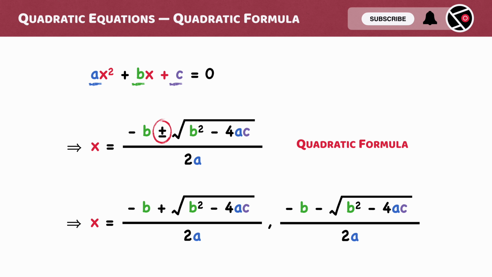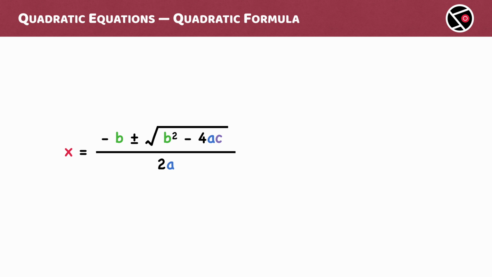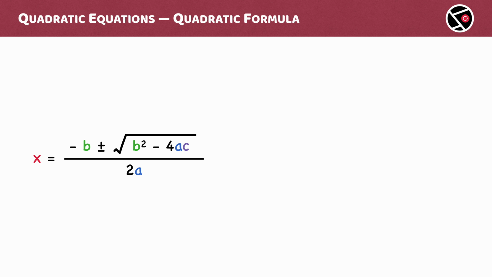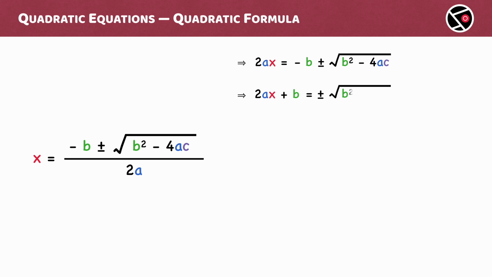We have the formula, but where does this formula come from? Let me show you something interesting. We start with the formula. Multiply both sides by 2a. 2ax equals minus b plus minus square root of b squared minus 4ac. 2ax plus b equals plus minus square root of b squared minus 4ac.